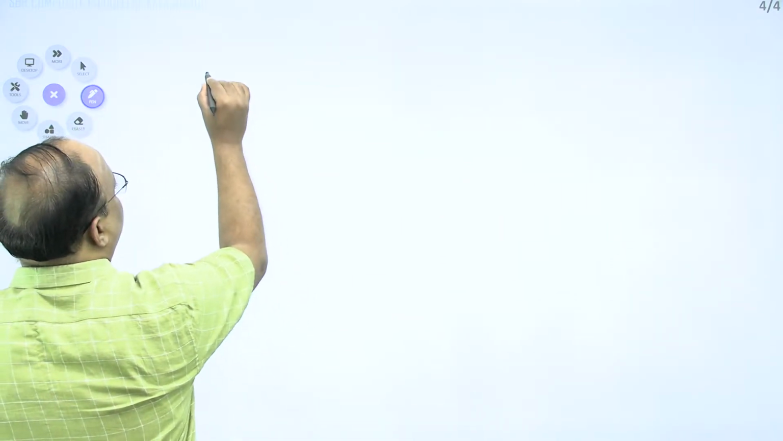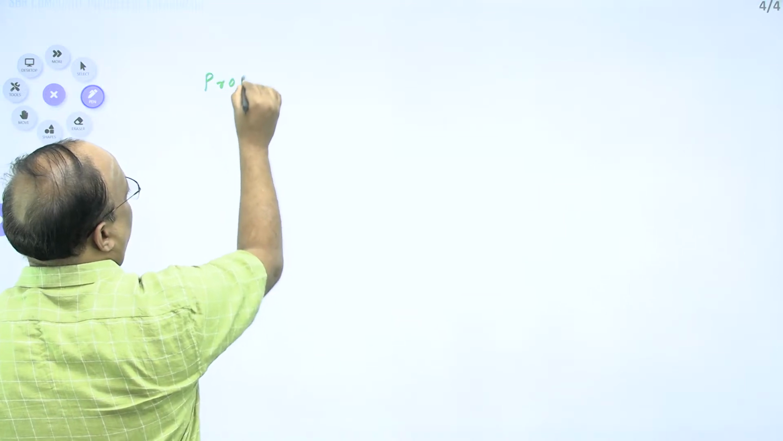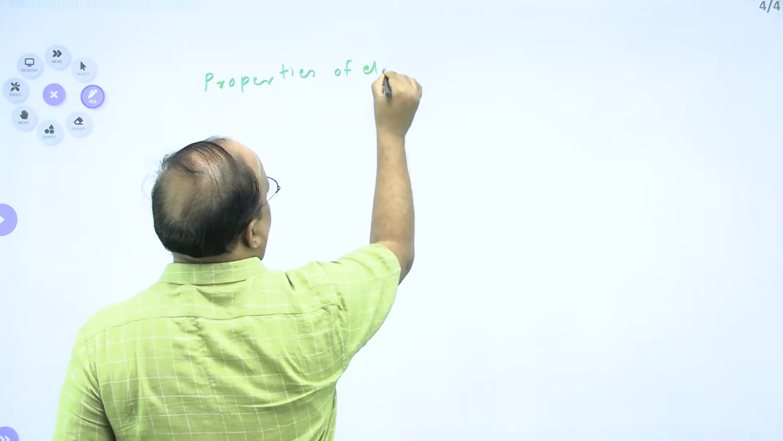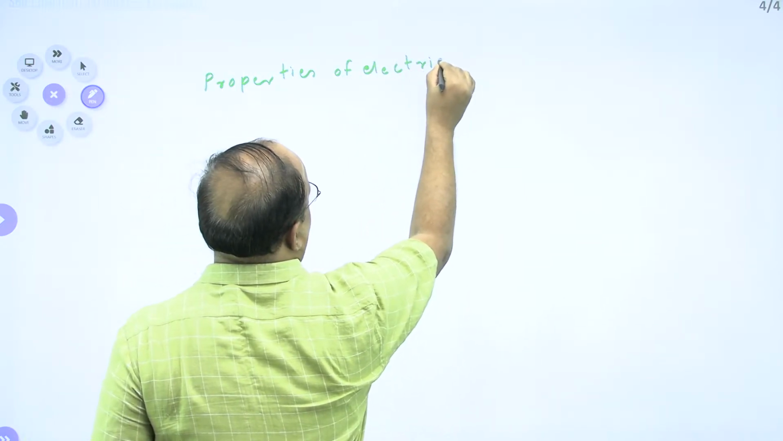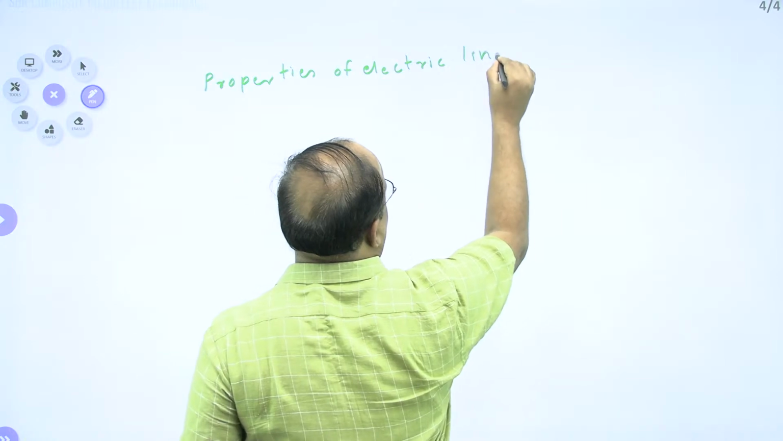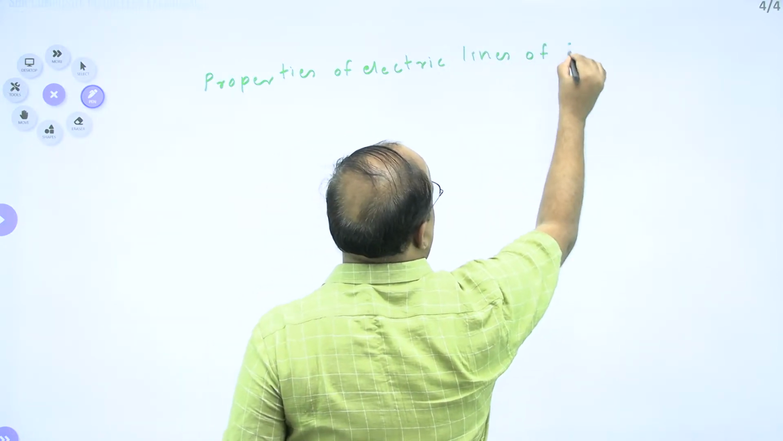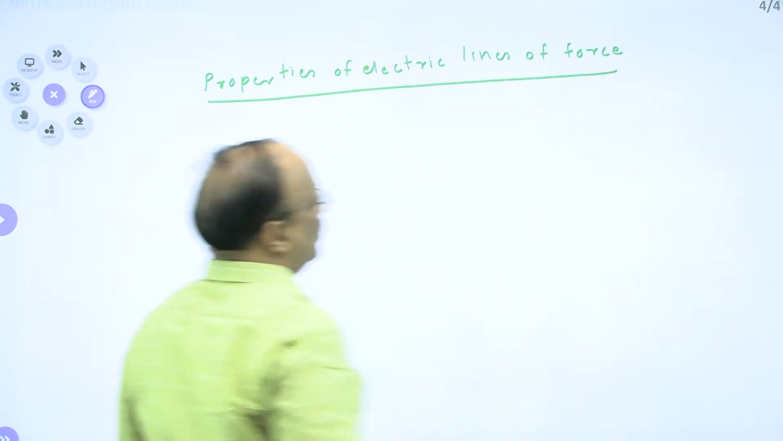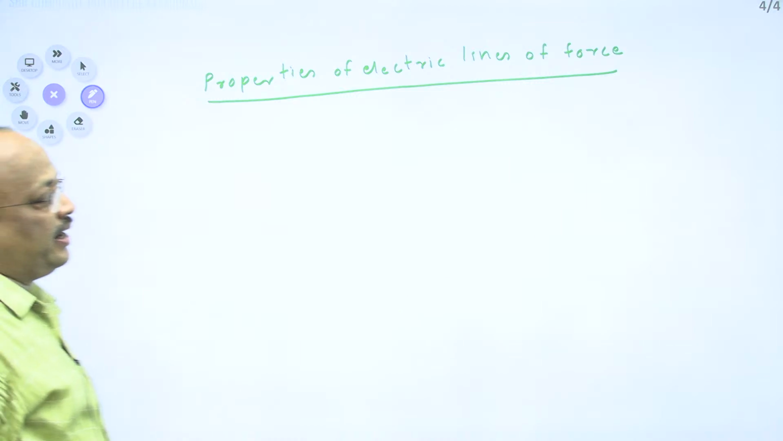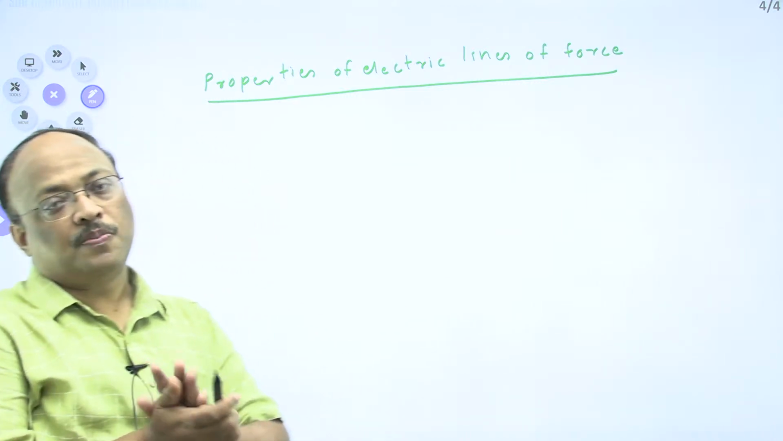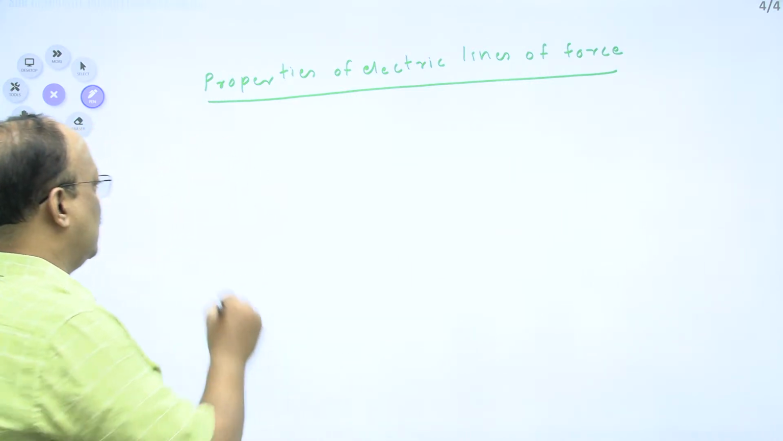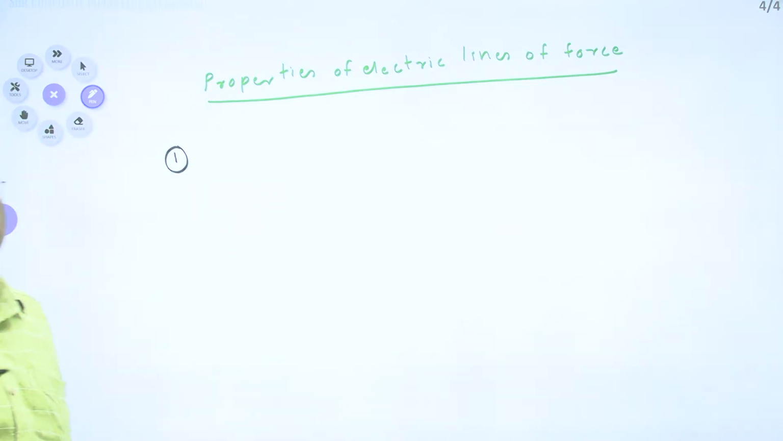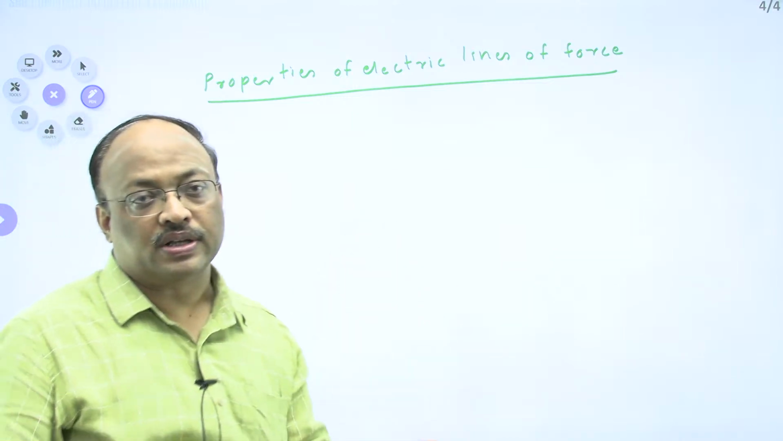Now, properties of electric lines of force. Properties of electric lines of force. What properties does it have? First property: the electric lines of forces are continuous.